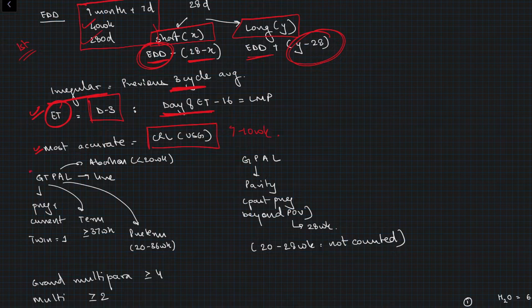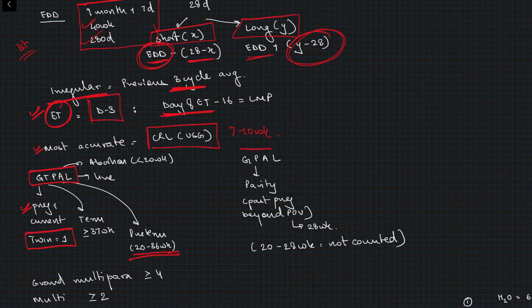Remember, then we follow the GTPAL system in India, where G stands for gravida, which is all the pregnancies plus the current pregnancy, and for twins it is still 1. T is term pregnancy beyond 37 weeks, P is preterm between 20 to 36 weeks, A is abortion less than 20 weeks, and L is the live pregnancy.